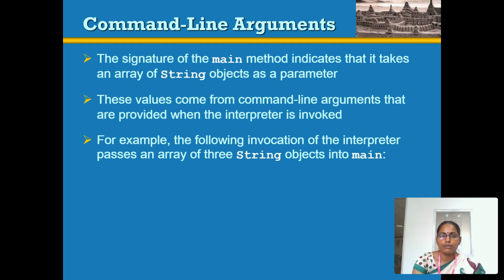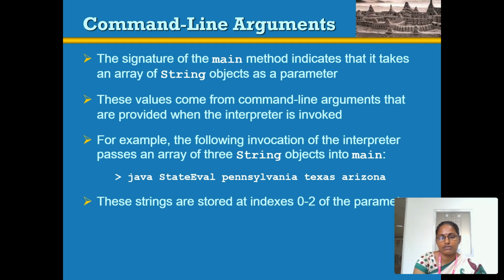The multi-line comment starts with slash star and ends with star slash. It contains multiple lines and is not executed by the compiler. It is only for user understandability. These values come from the command line with which the interpreter was invoked, such as java command. It is a command line which can be invoked only from the interpreter and the compiler.